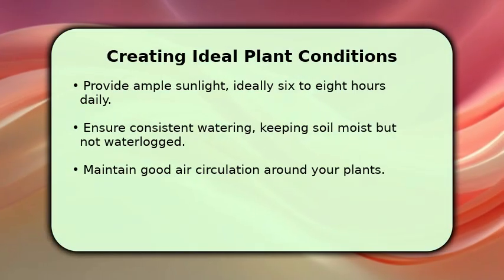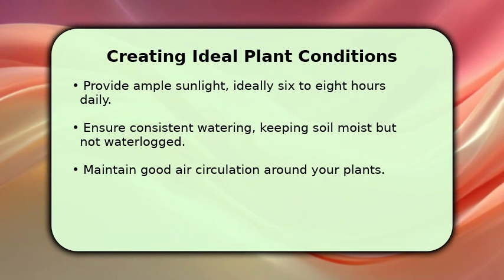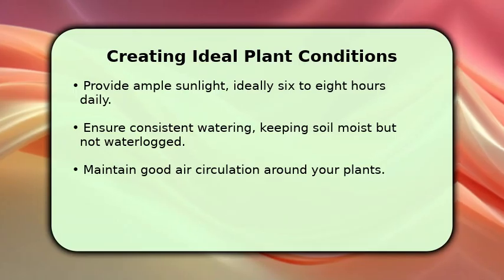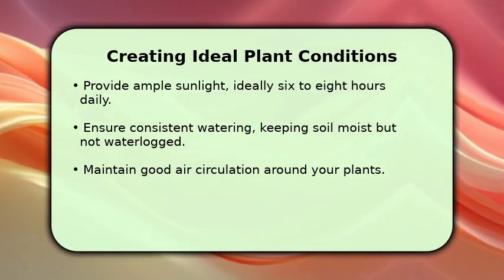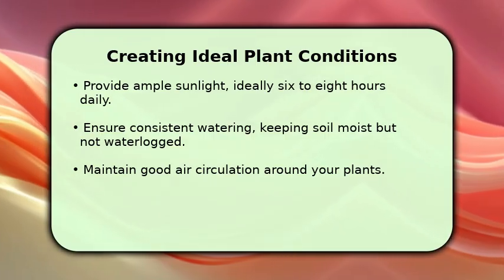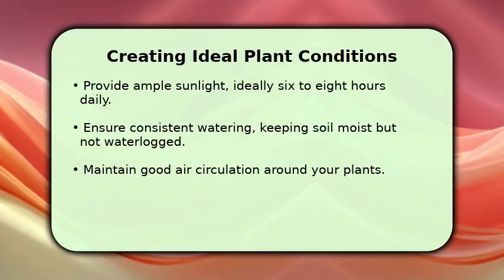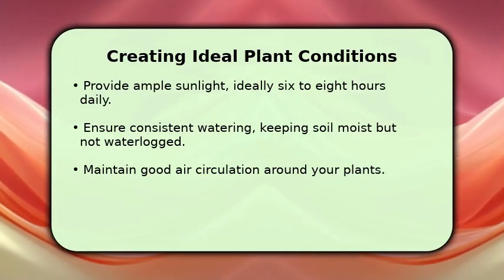To encourage maximum oxygen production, create an optimal environment for your plants. They need plenty of light, ideally 6 to 8 hours of direct or bright indirect sunlight each day. Water them regularly, ensuring the soil stays consistently moist but never soggy, which can lead to root rot. Good air circulation is also key, as it helps with carbon dioxide absorption and prevents fungal issues. Healthy plants produce more oxygen.